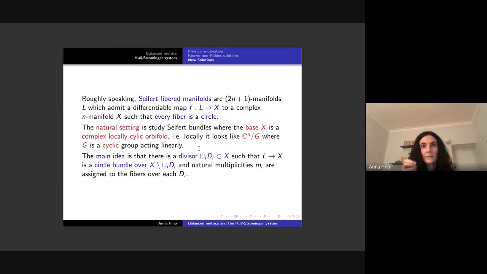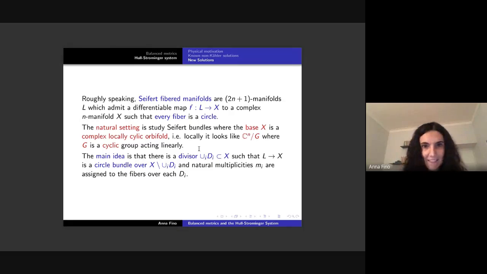In fact, the natural setting to consider a Seifert bundle is when the base X is, in particular, a complex locally cyclic orbifold. Then locally, what does that mean? That the base is of the form Cn over G, where G is a cyclic group. In fact, we will apply that when G is Z2. And the type of singularity will be isolated, in fact, and of type A1 in the Du Val description of singularities.